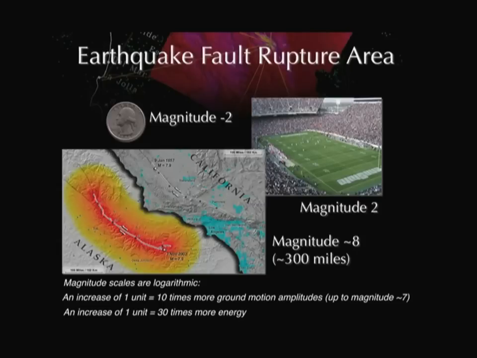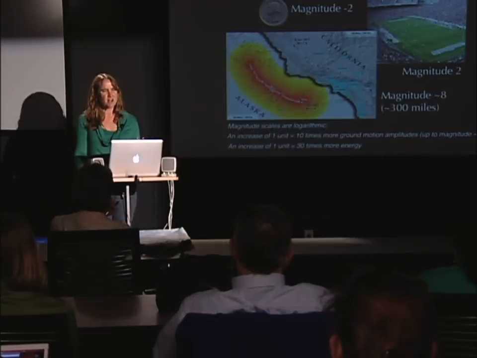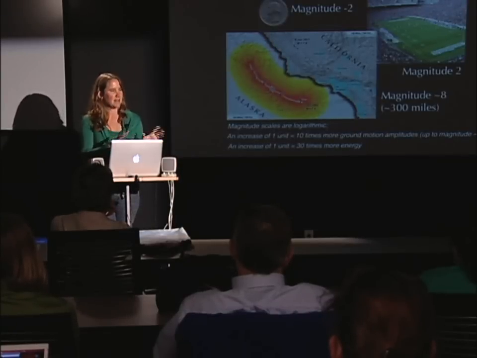So one increased unit in magnitude is 10 times more ground motion amplitude, and one increased unit in magnitude is 30 times more energy. So these are hard things to get across to your class, and I think it's best to just spew out a lot of things and see what's going to hit. One thing you can do is talk about things like this.